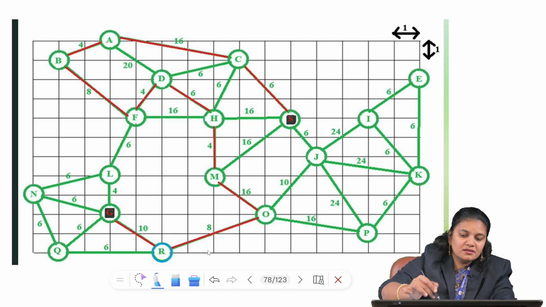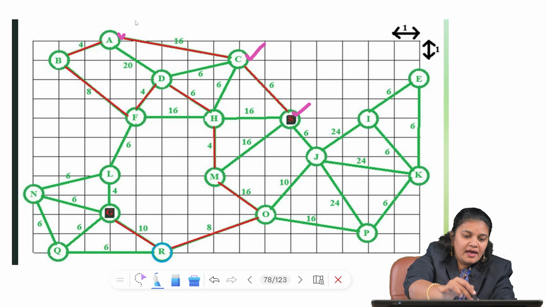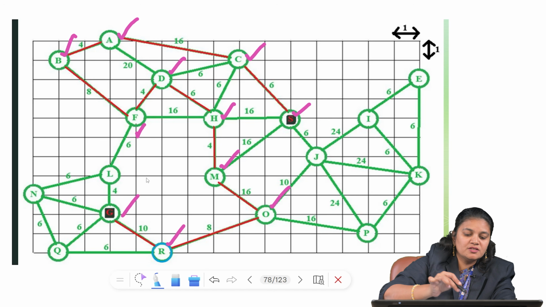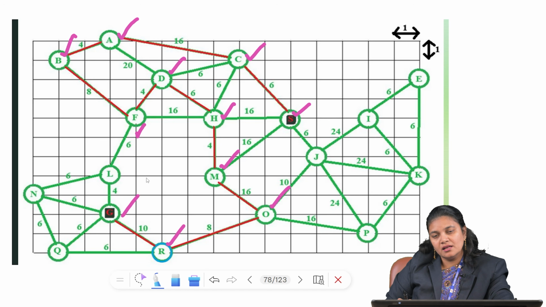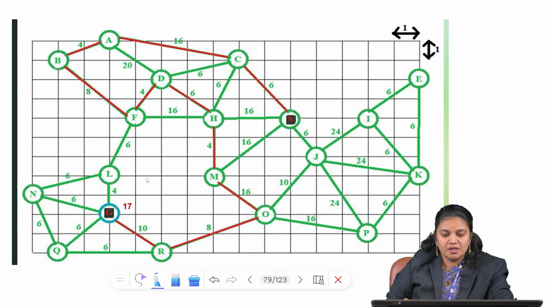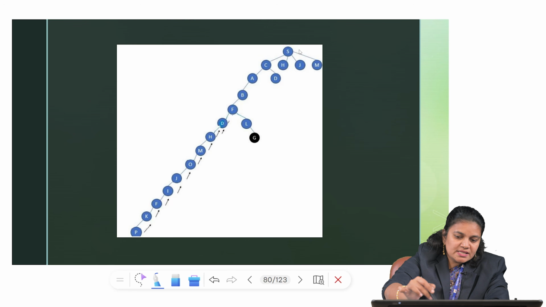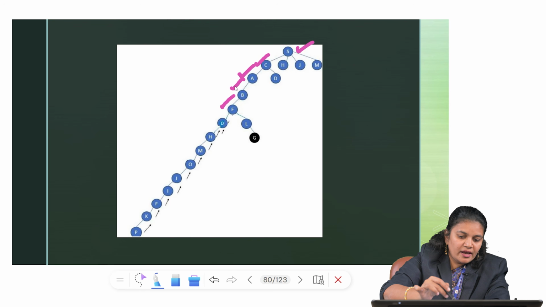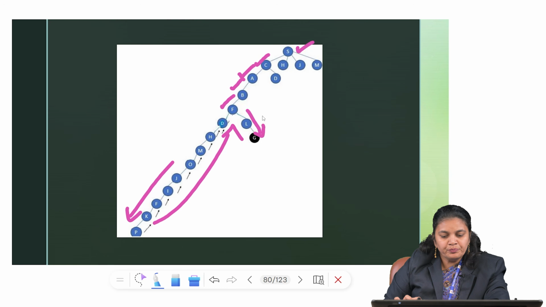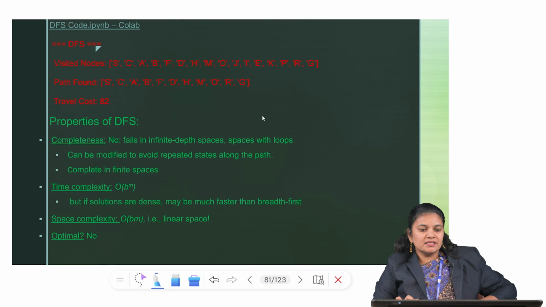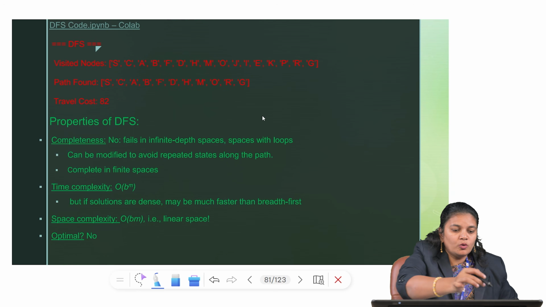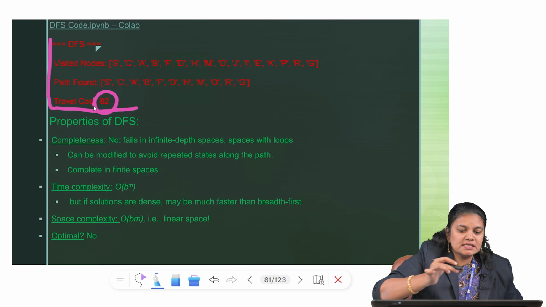So we are getting the path S, C, A, B, F, D, H, M, O, R and G. This is how we are getting the path in depth first search. Okay. So if we show it with a tree diagram, we started with S, we explored its first child, then when we explored F, we went along all these directions, we moved back and finally we got into the goal. So we can see that here in this output, the cost is 82.